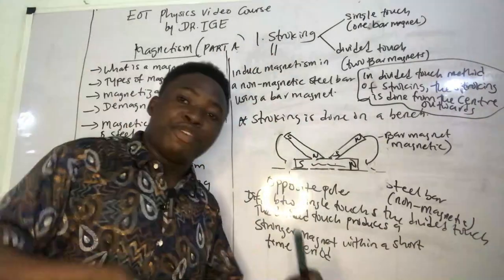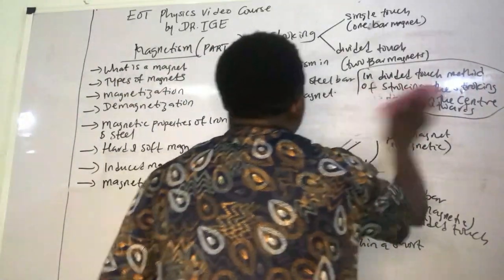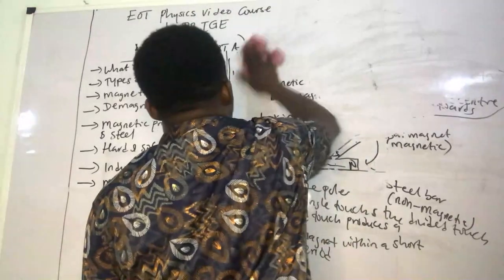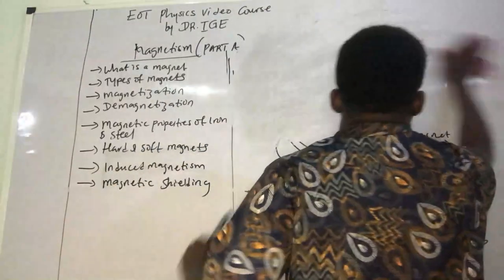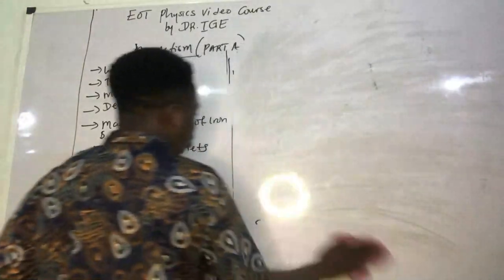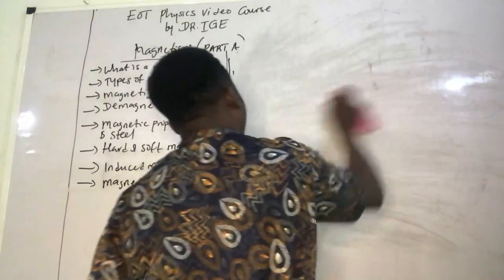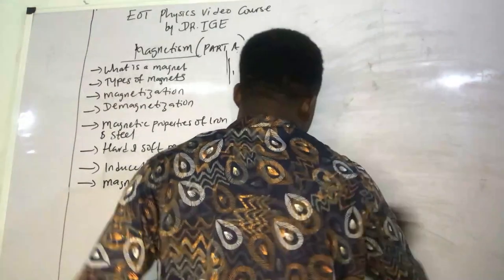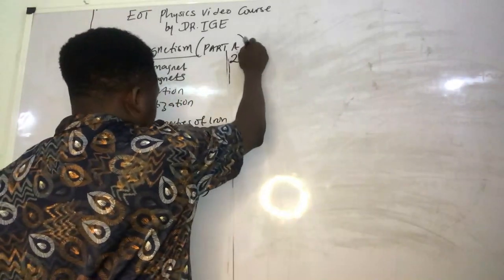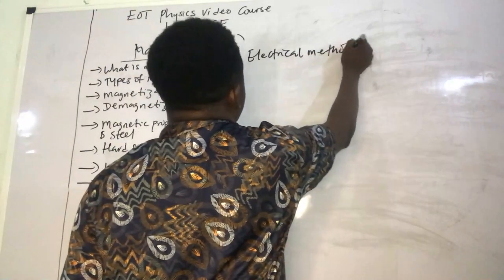So at any point, if you don't understand, just take the video back and watch again. So let's run the next way of magnetization. And please take notes. Everything about magnetization is always in the north-south direction, okay? So let's talk about the next method of magnetization, which is what? The electrical method. Please take notes.